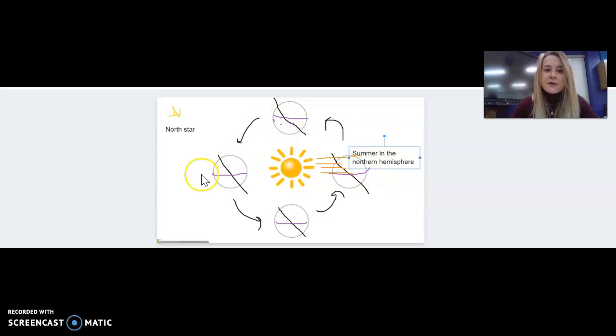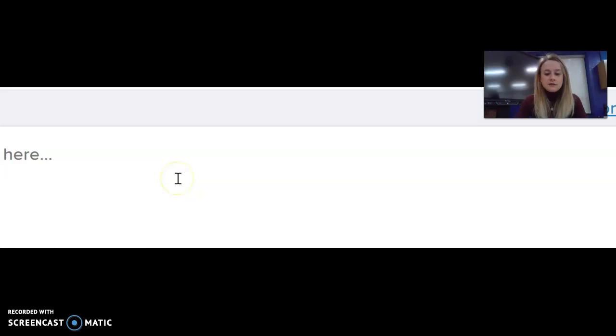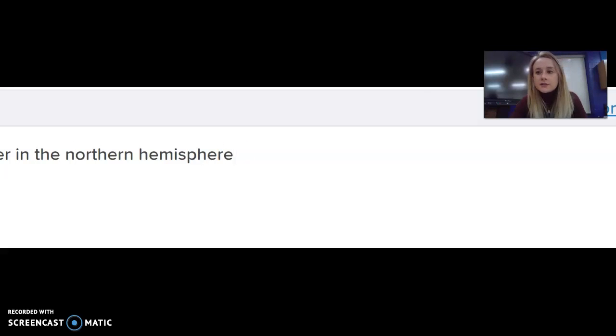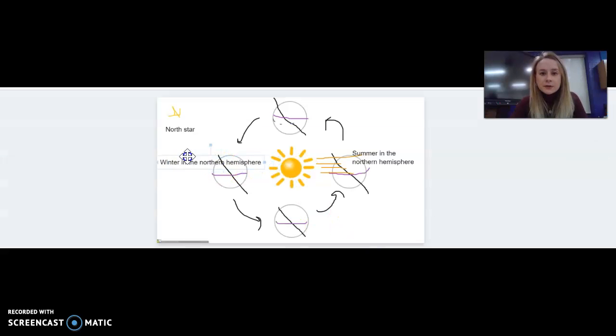Now let's skip this one for now and go to this one. And this is the opposite. So now we're halfway through the year, and the northern hemisphere is tilted away from the sun and is receiving the least direct sunlight, and the southern hemisphere is receiving the most direct sunlight. This is winter in the northern hemisphere. And if it's winter in the northern hemisphere, we know it's going to be summer in the southern hemisphere because they have opposite seasons.